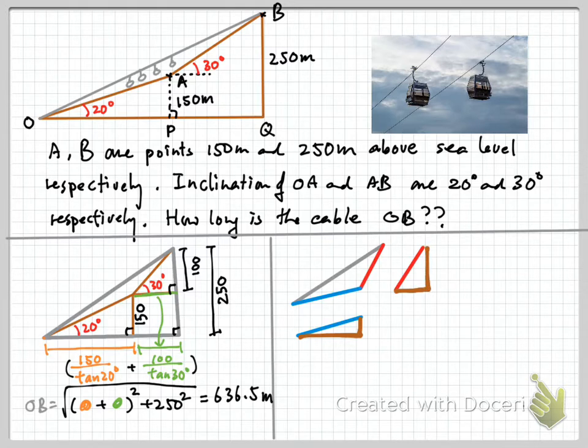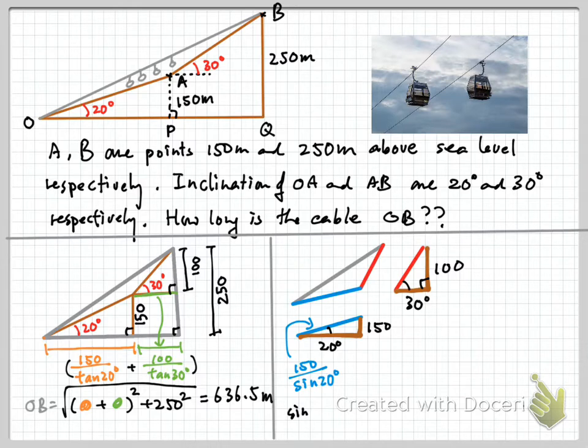Like we said, this one is 100, and it is a right angle, and the angle here is 30 degrees. Likewise, this one is 150, and this angle is 20 degrees. So we can get the red line and the blue line respectively. The blue line will be 150 divided by sine 20 degrees, because sine 20 is 150 divided by the blue.